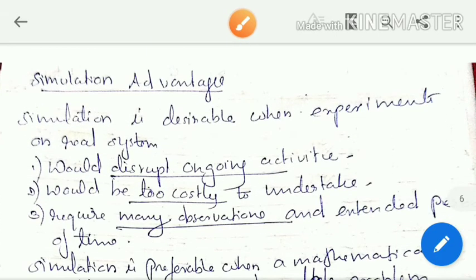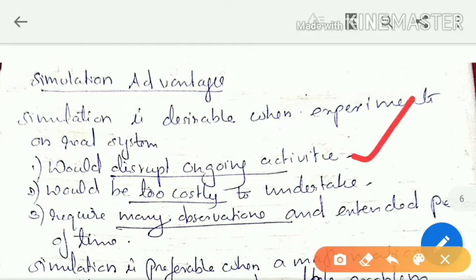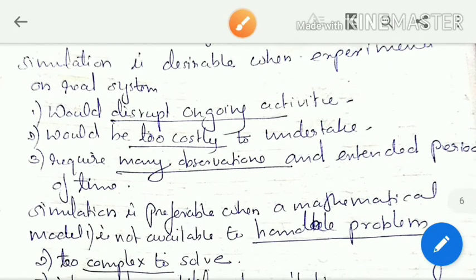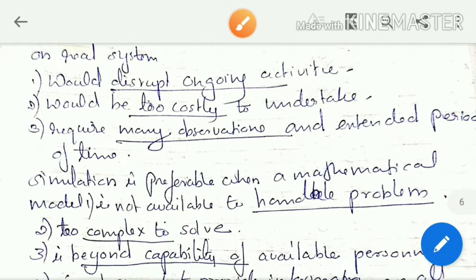Next, we can go through simulation advantages. Simulation is desirable when estimates on the real system would reflect ongoing activities, would be too costly to undertake, and require many observations and an extended period of time. So these will not be possible in real circumstances, as there will not be time. The monetary benefit will be using a computer system rather than real-time simulation.